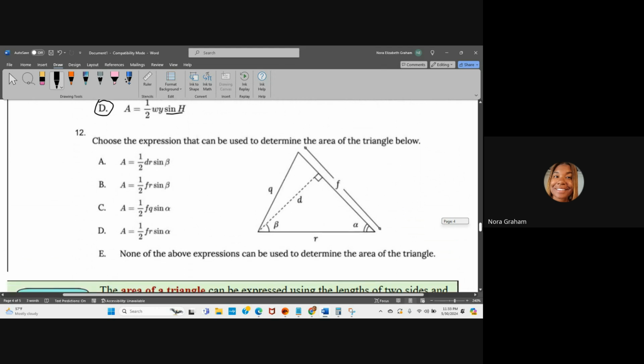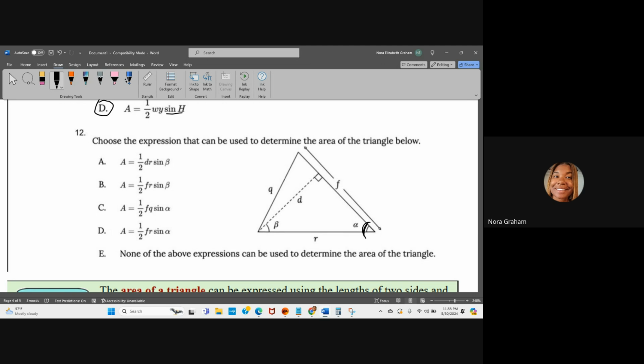All right, so let's look at 12. Choose an expression that can be used to determine the area of the triangle. Again, we're using that same method with that statement. First, I want to make sure these are all sines. Yes, they are. We're looking to determine the area of the whole triangle, so I'm going to use beta. Let's look at these first, right?